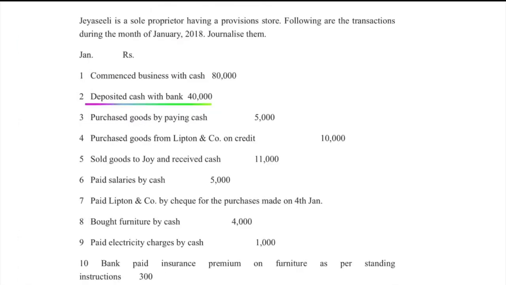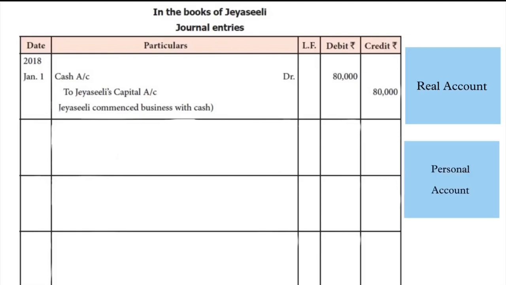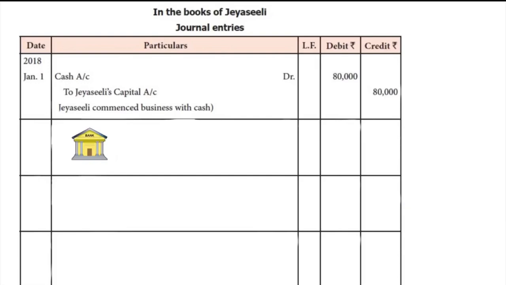The second transaction is that we deposited cash with the bank, 40,000 rupees. The accounts affected here are a real account and a personal account. Hence, we debit the bank, who is the receiver, and we credit what goes out, which is cash. Hence, we write bank account to cash account, being cash deposited into bank.